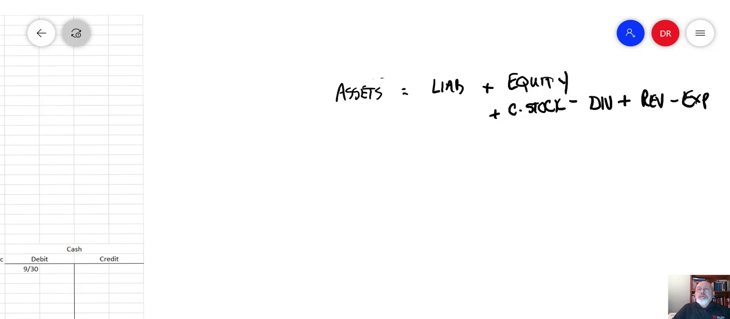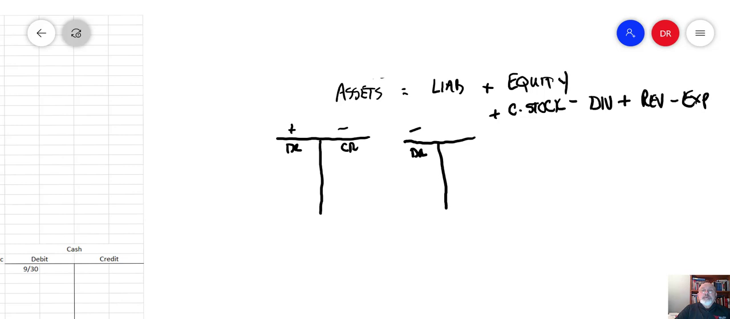And the thing I want to keep in mind here are the normal balances. So for assets, the normal balance is a debit. Remember, it's on the left. So a debit will increase it, a credit will decrease it. For liabilities, they're the opposite of assets. So in this case, a debit will do the opposite. It'll decrease it while a credit will increase it.